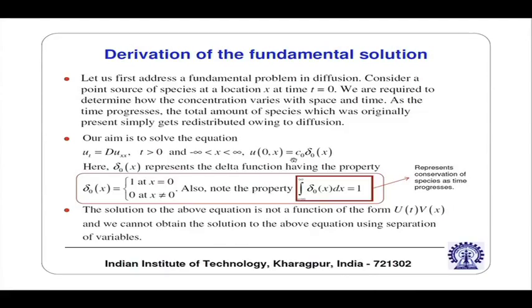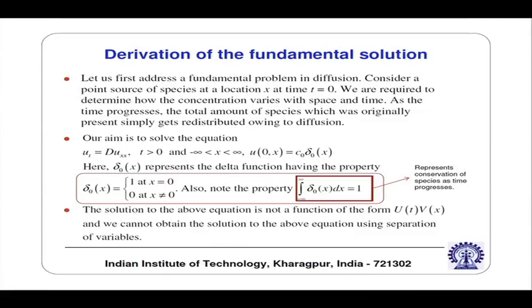We have already come across this Dirac delta function earlier in some other context. So, the delta function has the property that delta_0(x) is equal to 1 at x equal to 0 and is equal to 0 at x not equal to 0. So, this is one important aspect of the delta function. The other important aspect is that the integral of delta_0(x) from minus infinity to infinity is equal to 1. This is one important property of the Dirac delta function.